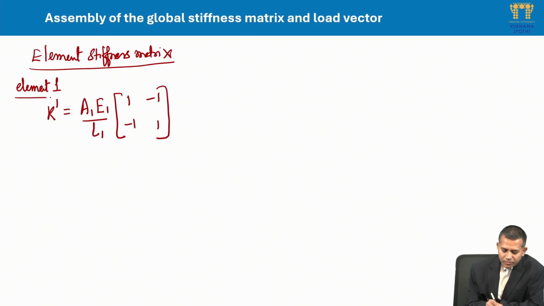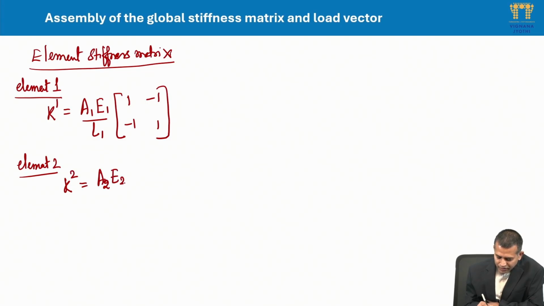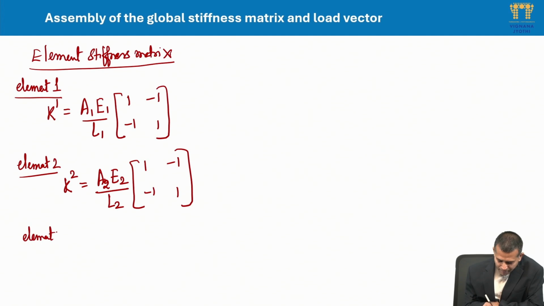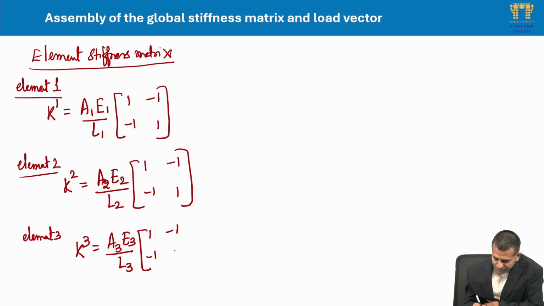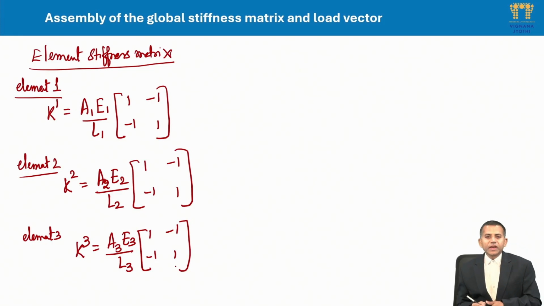So this is for element 1. Similarly for element 2, I can write it as cross-sectional area A2, Young's modulus E2 and length L2, times [1 -1; -1 1]. Same for element 3, that is K3 equals A3 E3 by L3, times [1 -1; -1 1]. So this way I can write the element stiffness matrix for the 3 elements.